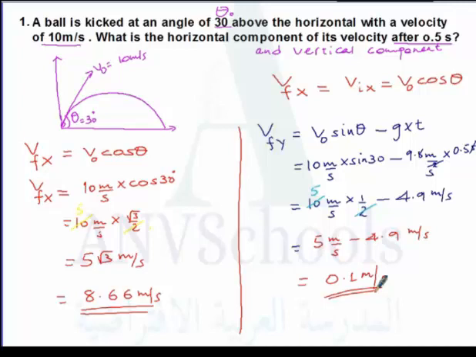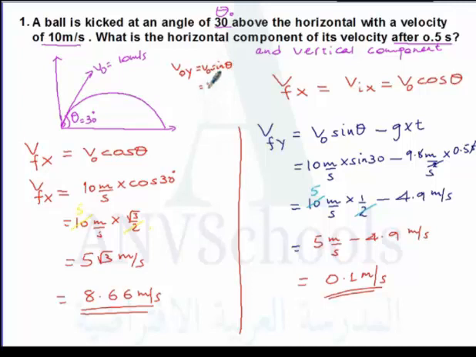See, now the velocity is changing, it's decreasing, because initially, by the way, the initial vertical component of velocity, v naught y, is given by v naught sine theta.